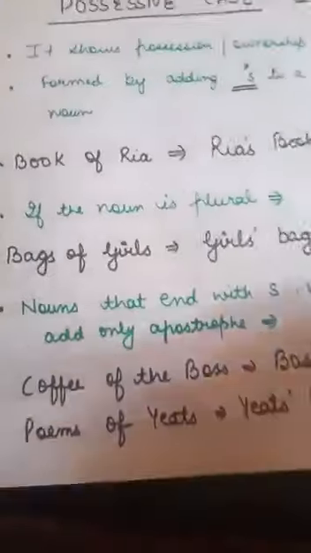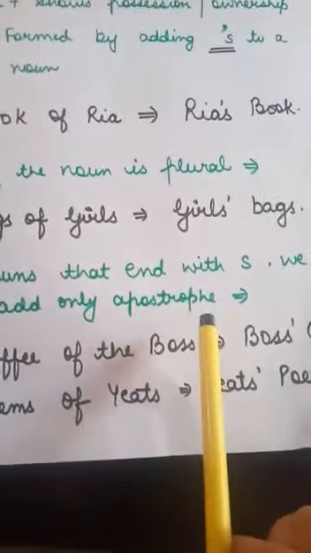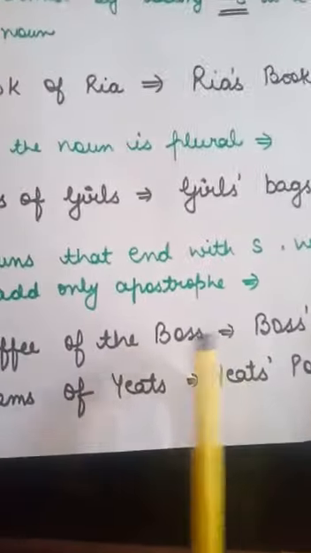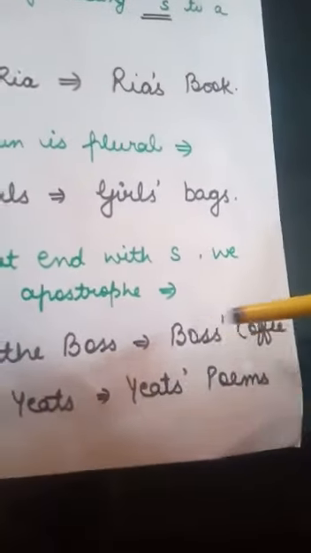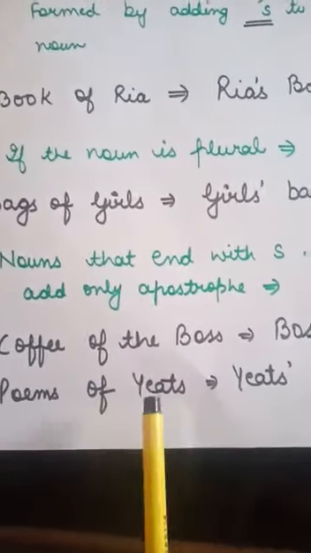Now there are some nouns that end with s. Here also we only add an apostrophe. We don't add s over here. Like coffee of the boss. See, the word boss is already ending with s. So what are we going to do? Boss' coffee. Poems of Yeats.